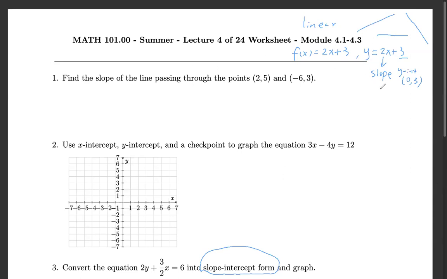So lines we know. If we have 1 point, there are infinitely many lines we can draw through this 1 point. But if we have 2 points, there's only 1 line we can draw through them. So any 2 points define a line. The first question is we want to find the slope, and maybe one step further, the line representation too. Given 2 points, we can find the slope and the equation of the line passing through those 2 points.